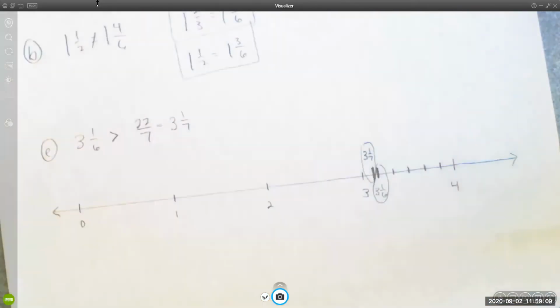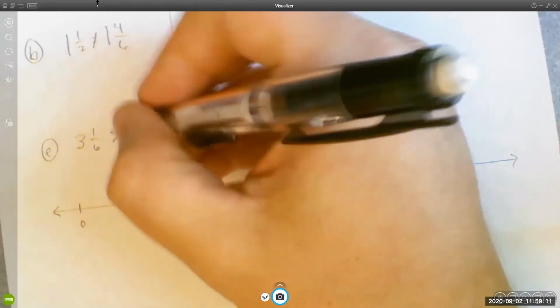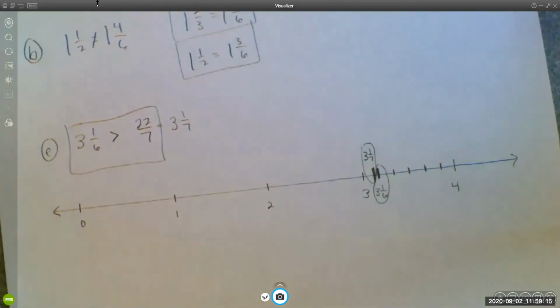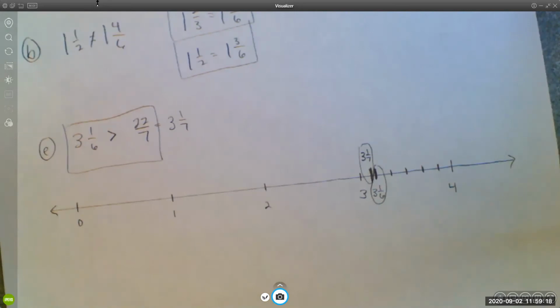But yeah, what we would say is 3 1/6 is bigger than 22/7, and that's how we would do part E. Okay, so that's that.